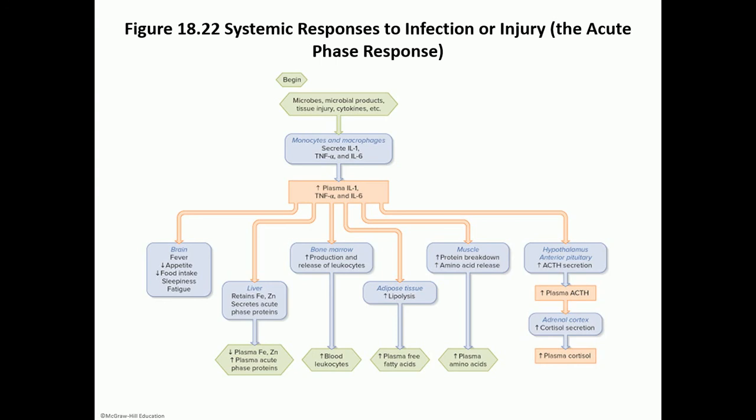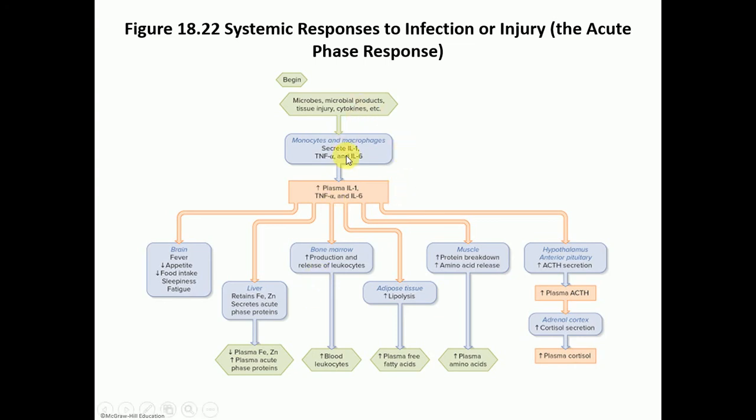So what is the systemic response to infection? We talked about what the immune system does and how it attacks different pathogens, but when we're sick or when we get an infection, our whole body is sick. So how do these different chemicals work in order to make us sick?